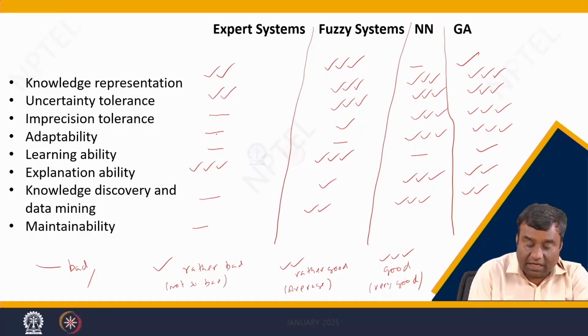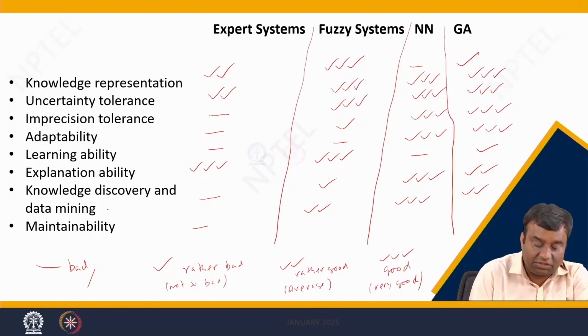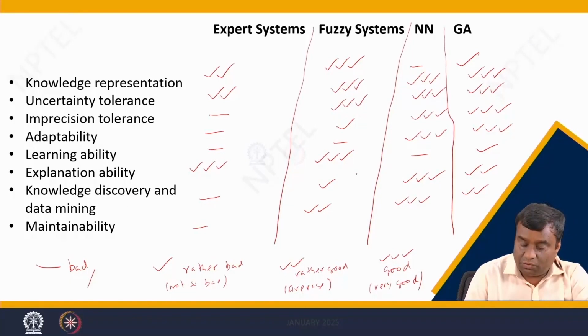Adaptability here in expert systems is bad. Here it's not so bad. Here you can say good or very good. I mean good, good. Learning ability is bad. Here bad. Here good. Here good. Expansion ability good, good. This is bad, not so bad. Knowledge discovery and data mining. Here it is bad. Here it is not so bad. This is good. This you can say is rather good or average.